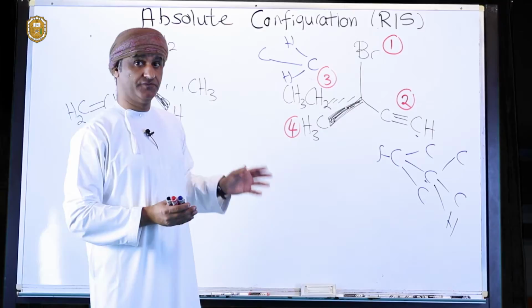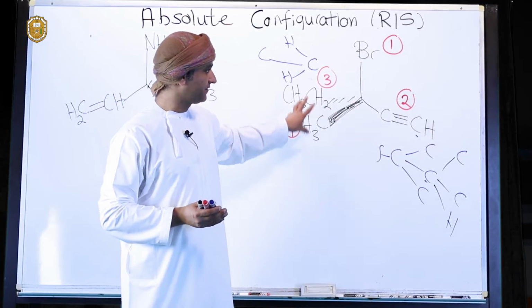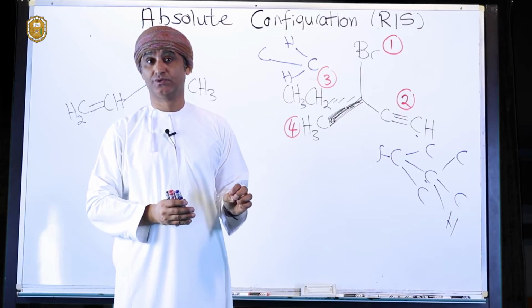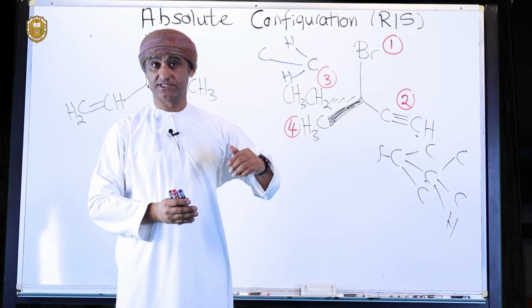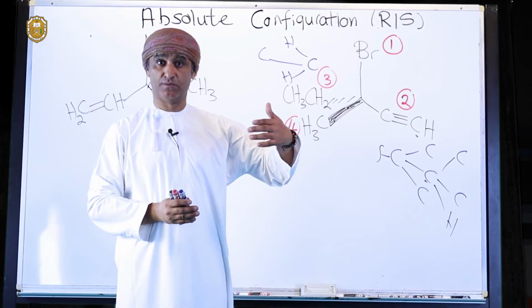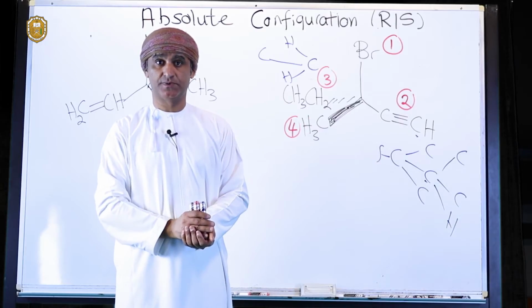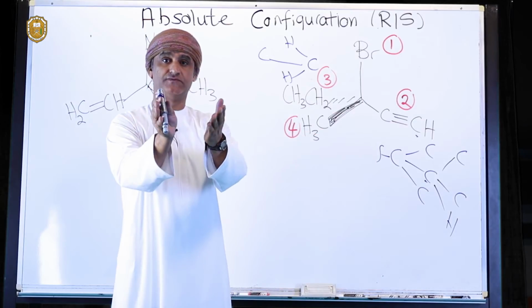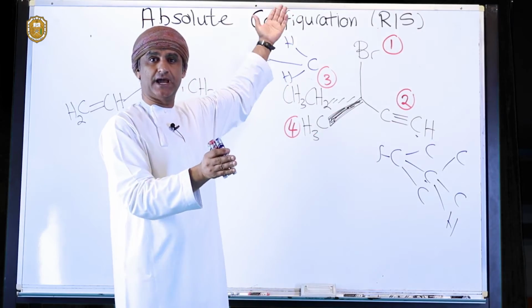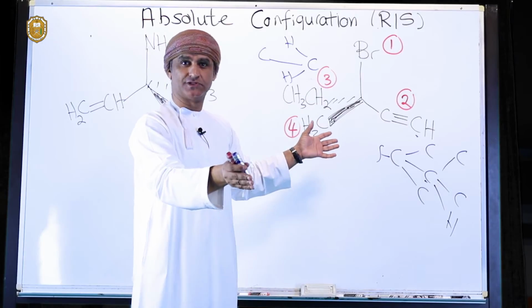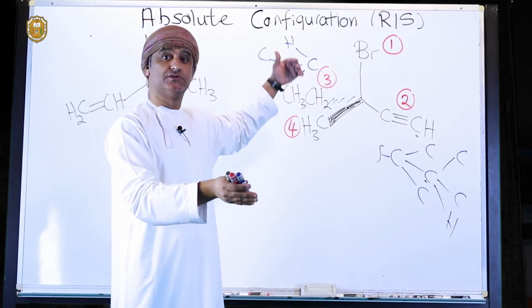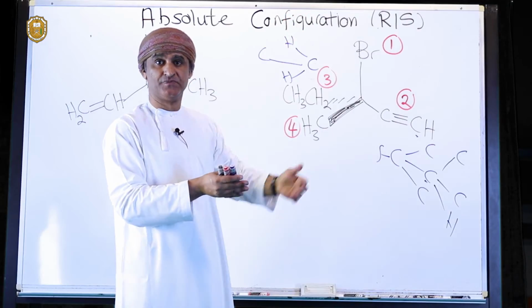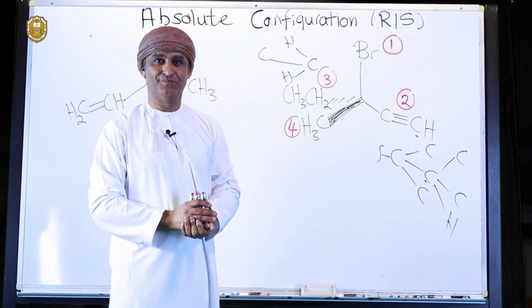So what do we do now? Always, after the assignment of priorities based on atomic number, we look at the molecule so that the lowest priority group is away from us. We look at the molecule from an opposite direction to the lowest priority group. And the lowest priority group is actually towards you as a viewer, so we need to look at the back. If you like, if the group is in front of the whiteboard, we need to look from the back, from the direction which is behind, if you like, the whiteboard.